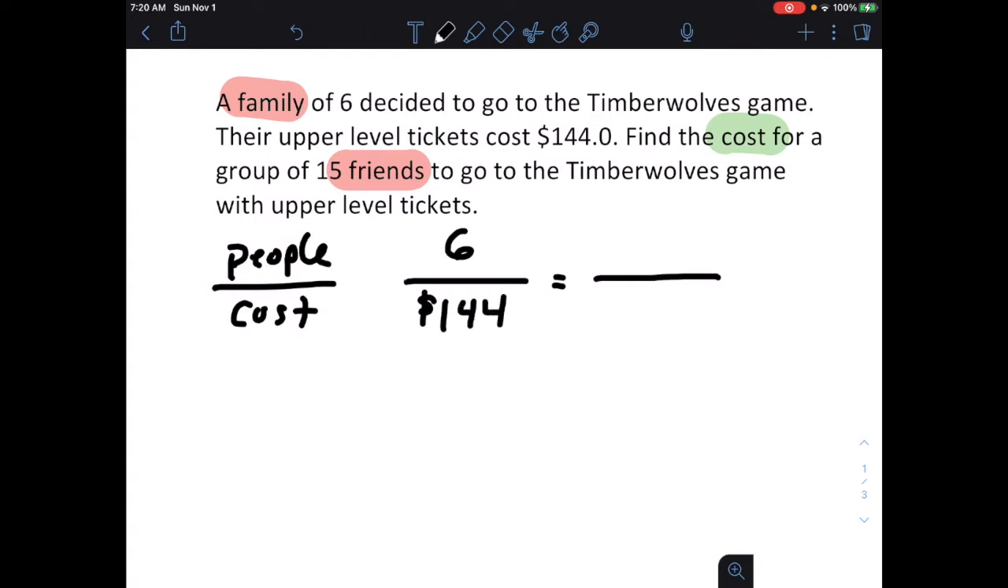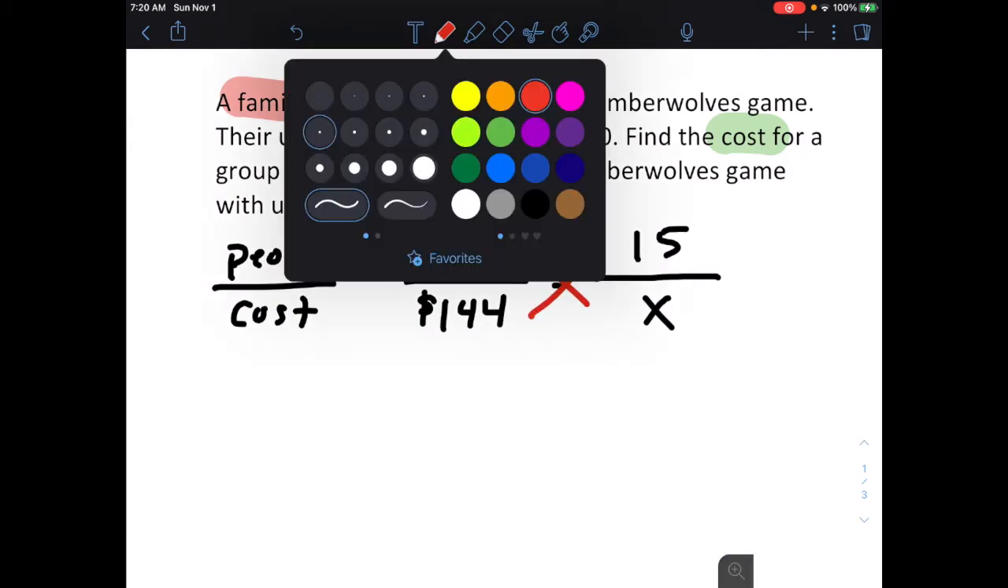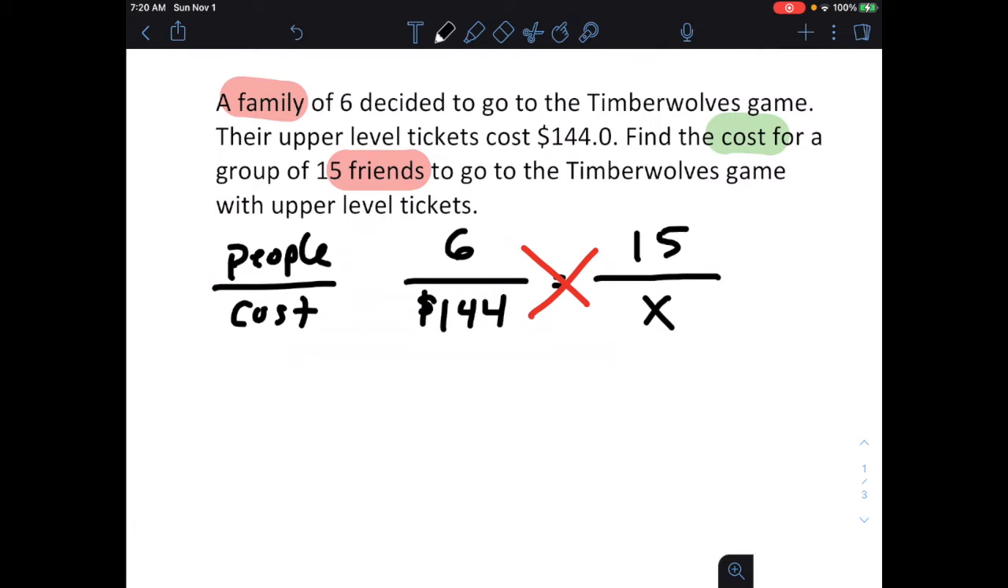And then it says find the cost for a group of 15 friends, so that goes in the numerator, to go to the Timberwolves game with upper level tickets. So we don't know anything about the cost of the 15 tickets, so we can just put an X there. Okay, so then the key thing we want to do next is we want to cross multiply. And when we cross multiply, we have 6 times x equals 15 times 144.